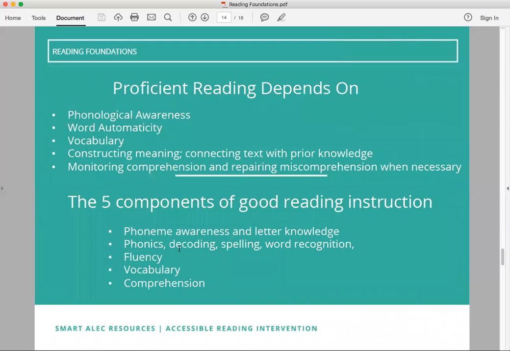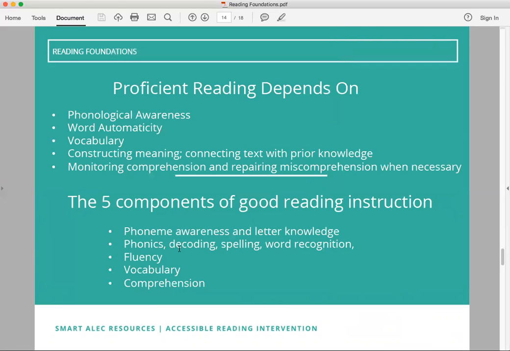So again, just as a wrap up, proficient reading depends on phonological awareness, the ability to see and recognize words quickly, having a strong enough vocabulary to be able to make meaning, then being able to construct meaning, so connecting the text with things that we know from past knowledge, and then making sure that we're double checking as we're reading that what we're reading makes sense, and going back and fixing things where it doesn't make sense.